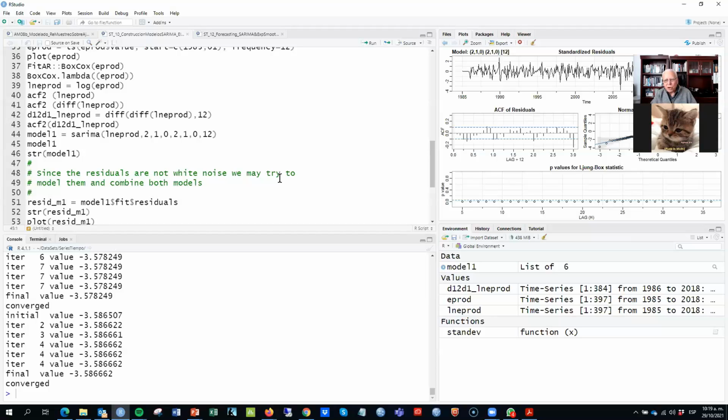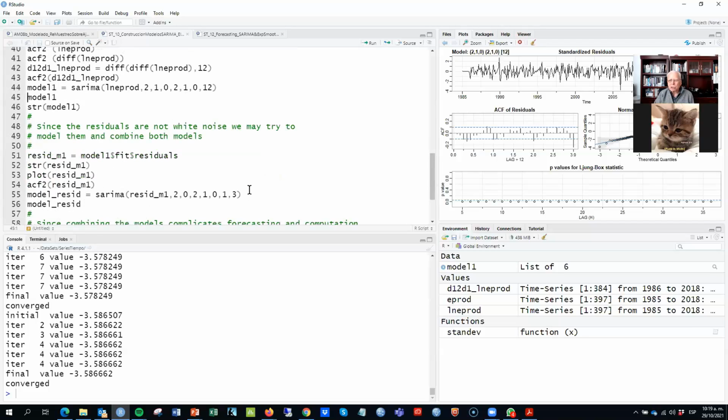The residuals, we saw, are not white noise. So we identified a seasonal model with 2 autoregressive terms and 1 difference on the non-seasonal part, and on the seasonal component, 2 autoregressive terms and 1 difference also. Now the residuals are not white noise, because of these p-values. So what I can do is try to model the residuals. The residuals are given by the residuals from the model.